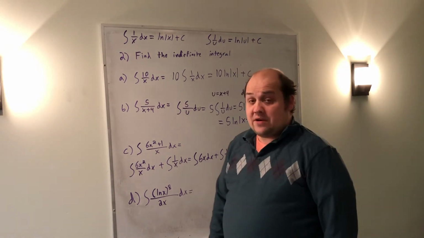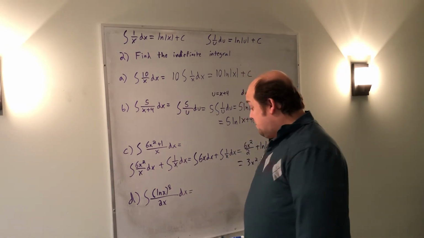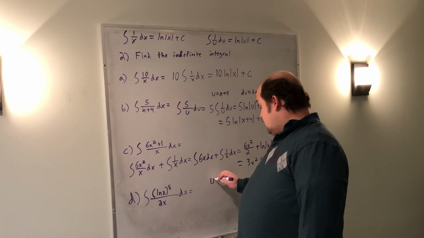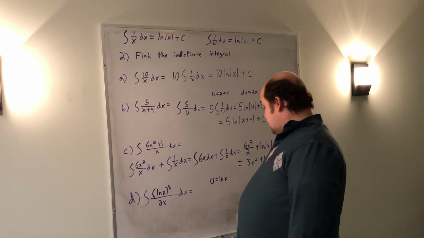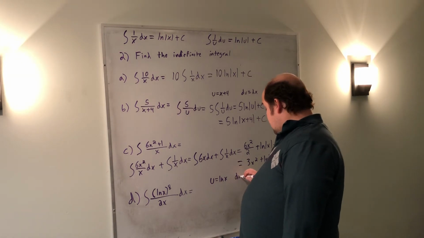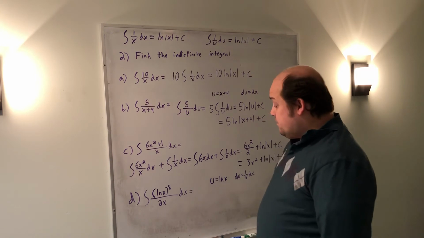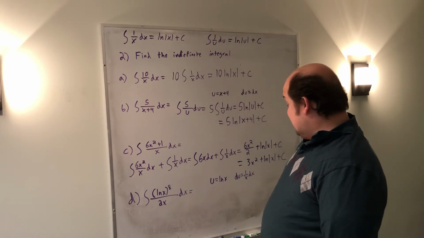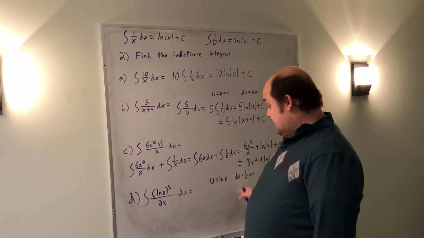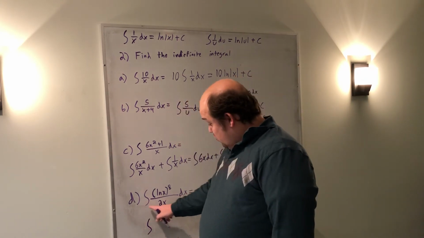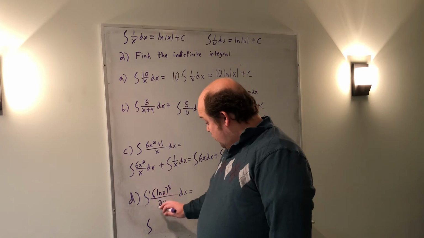This last one, part D, is definitely a little tricky. Basically, in this case, I have to make u the ln of x. So if I make u the ln of x, when I take the derivative, du equals 1 over x dx. So I'm trying to find 1 over x dx that I can replace with du. Good news. I can take this 2 out front. It's really a 1 over 2.